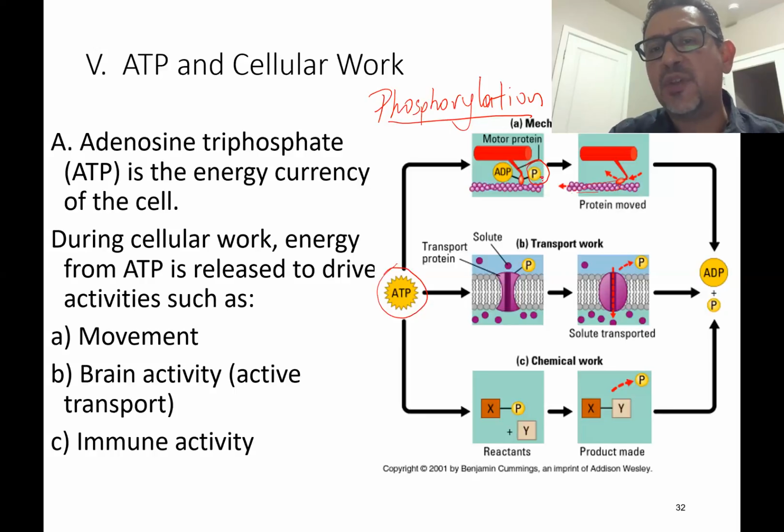Eventually, this phosphate is going to be released. The molecule doesn't hang on to it forever and ever, and it is going to be the inorganic phosphate we see over on the right-hand side of this illustration. Cells can do work like brain activity. And what do we need for brain activity?